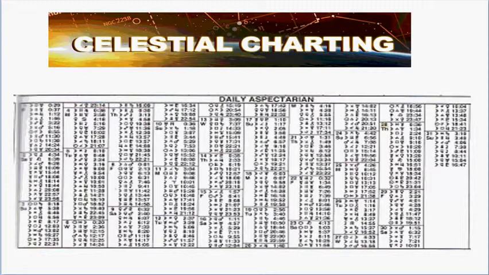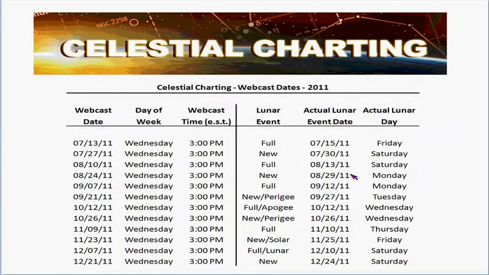All I'm going to do is really just back up one page. Just really quickly, this page here, folks, is all of the webcast dates that we've got, which is on the left side, and then the actual date of the lunar event and when it occurs. Right now we're dealing with a July 30th new moon, and today being July 27th. This is what your members page looks like.